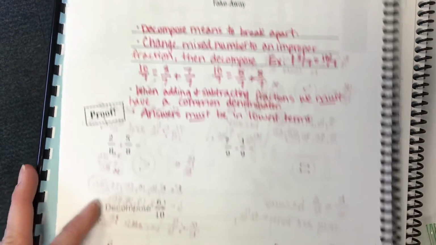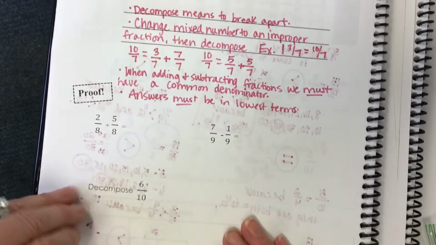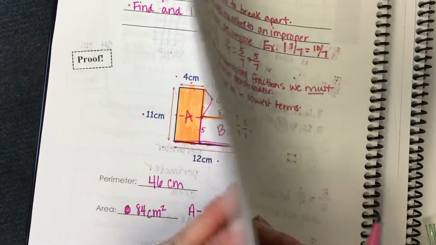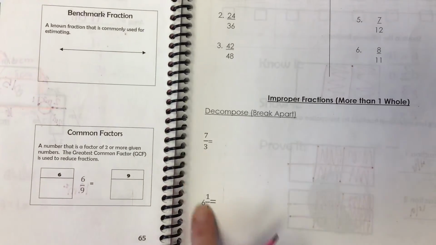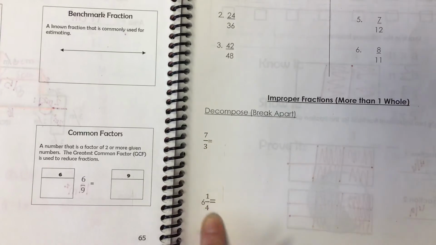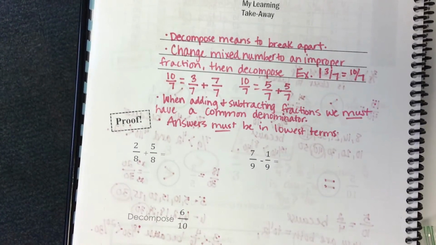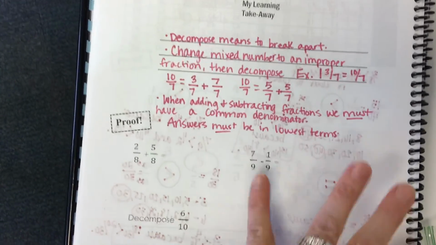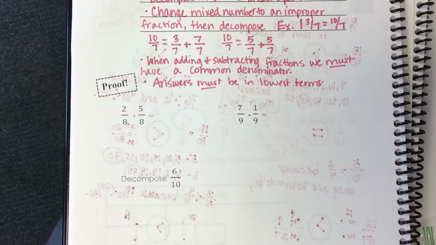Complete these 3 problems on Journal 75, and then go back to Journal 66, and you have to decompose these 2 numbers on page 66. So start on 75, then go to 66. Okay, if you are watching the video, you can send me a picture of page 75 and a picture of page 66.